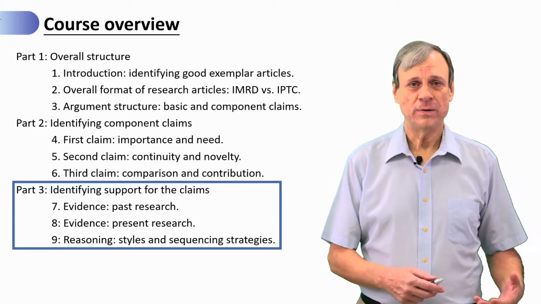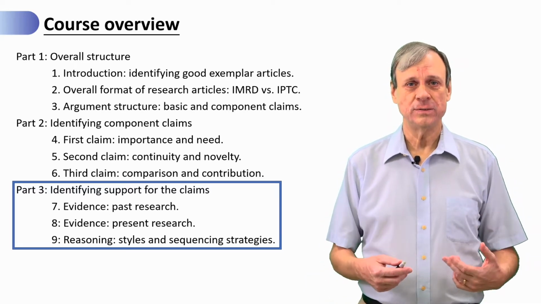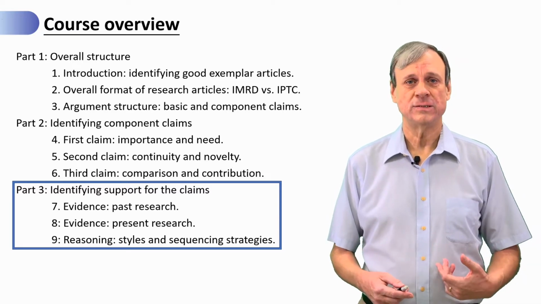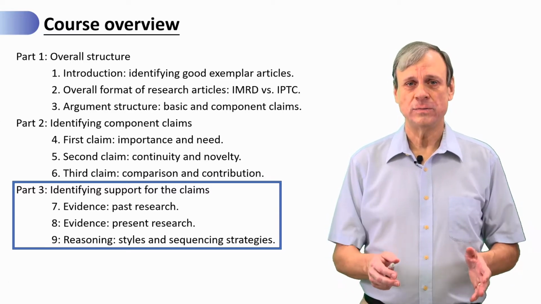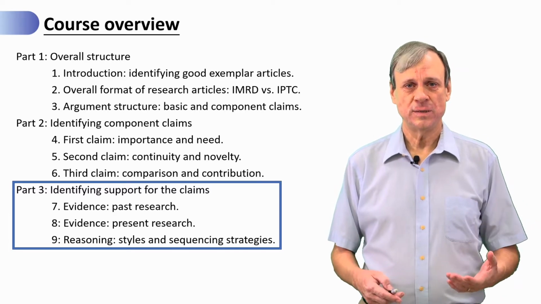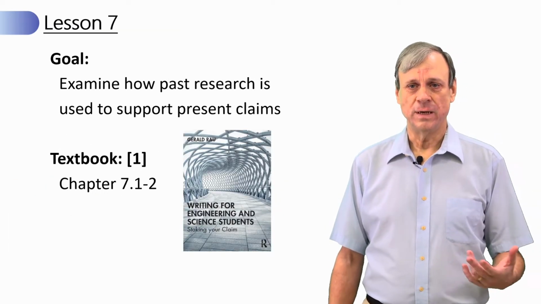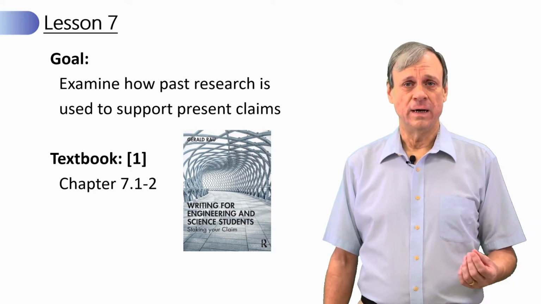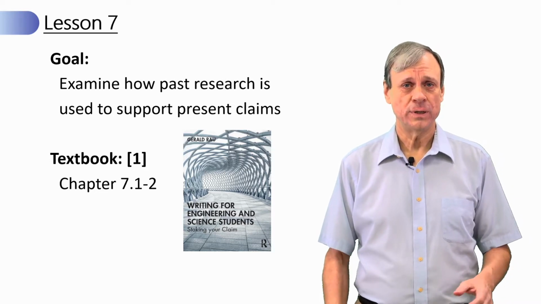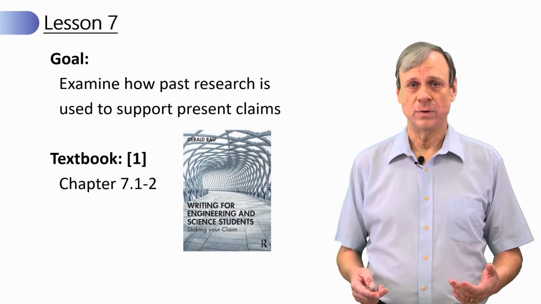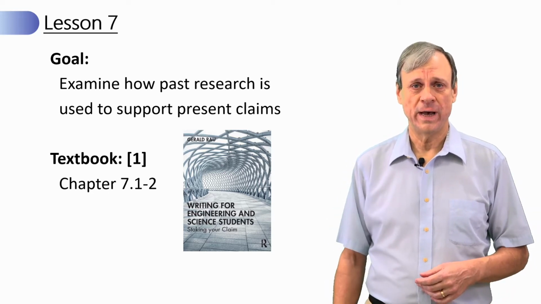In the first part of this lesson, we'll be looking at particular citations. In the second part, we'll be looking at other ways that past research can be used without specific citations to support your present work. This is based on Chapter 7, Sections 1 and 2 of the textbook. The others will be more useful to you later as you're actually doing your own writing, so I encourage you to go back and look at those then.